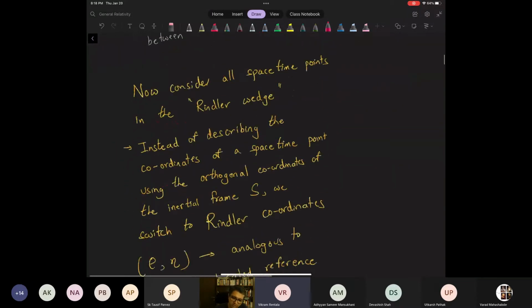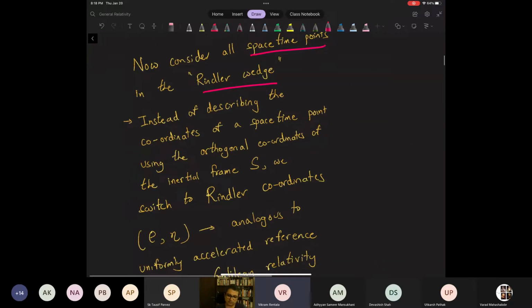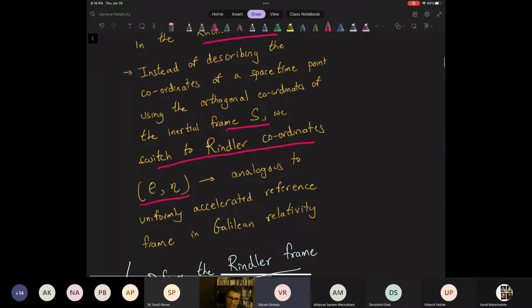Okay, so if I consider all space-time points in the Rindler wedge, instead of describing them using the orthogonal coordinates in the inertial frame S, you can switch to Rindler coordinates. That is, you can describe them by a rho and an eta. And this is really now analogous to defining a uniformly accelerated reference frame in Galilean relativity.